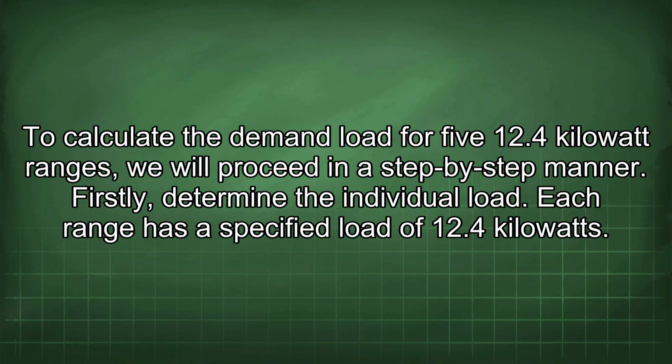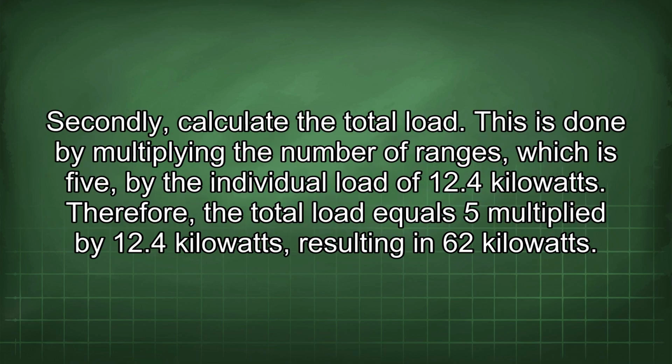To calculate the demand load for 5 12.4 kilowatt ranges, we will proceed in a step-by-step manner. Firstly, determine the individual load. Each range has a specified load of 12.4 kilowatts. Secondly, calculate the total load. This is done by multiplying the number of ranges, which is 5, by the individual load of 12.4 kilowatts. Therefore, the total load equals 5 multiplied by 12.4 kilowatts, resulting in 62 kilowatts.